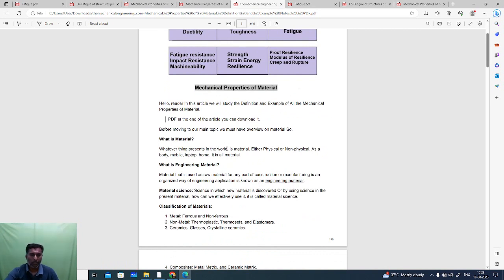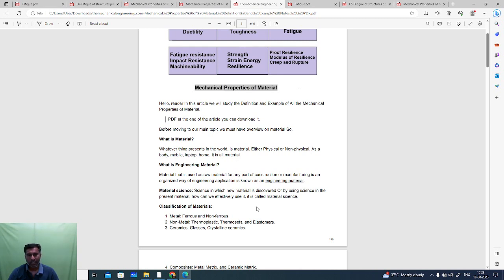Before that, what is a material? Whatever thing is present in the world, physical or non-physical, such as a body, mobile, laptop, or book, is all material. What are engineering materials? Engineering materials are raw materials used for any part of construction or manufacturing in an organized engineering application. They are known as engineering materials.